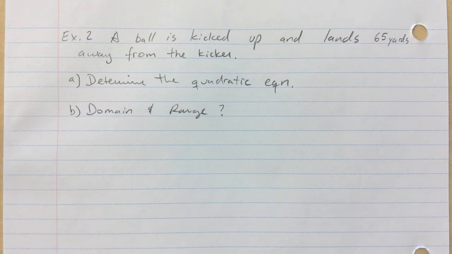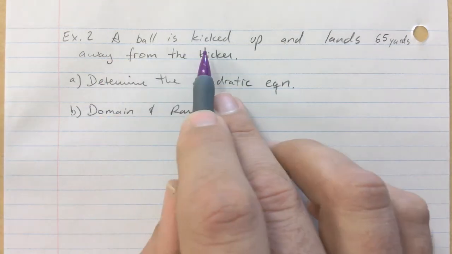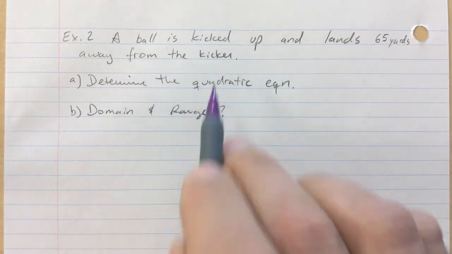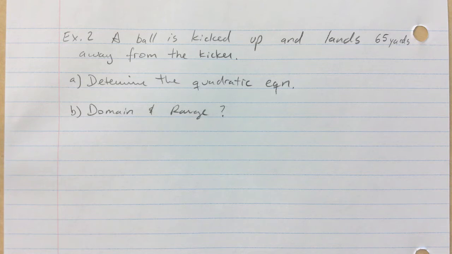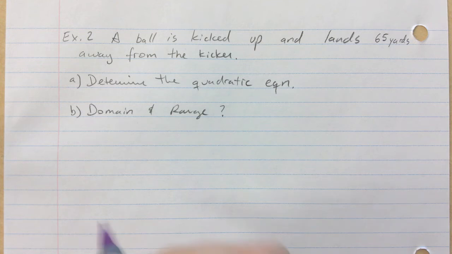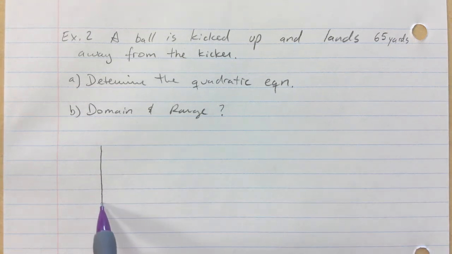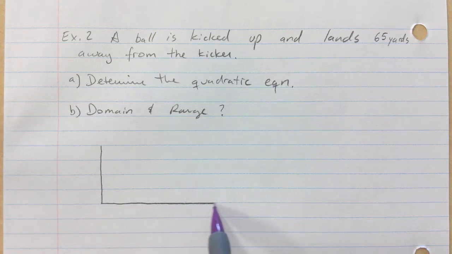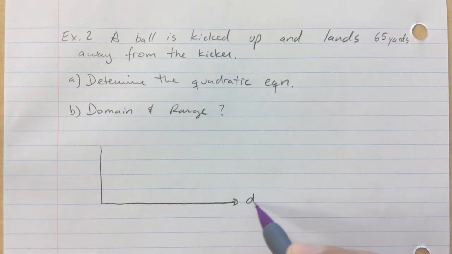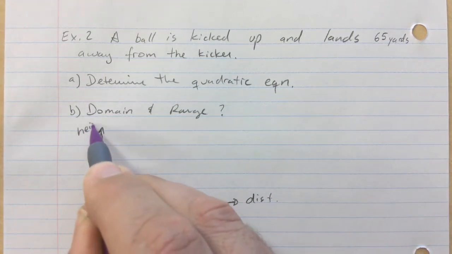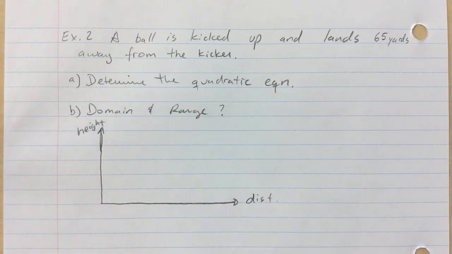So here we are. Very simple, right? A ball is kicked up and it lands 65 yards away from the kicker or the person that kicked the ball. Determine the quadratic equation. Now, I'm assuming that you will agree with me that there's a height involved here, even though it's never mentioned, right? So we will call this distance and we will call this height, right? So the height is there, even though it's not explicitly mentioned, right?